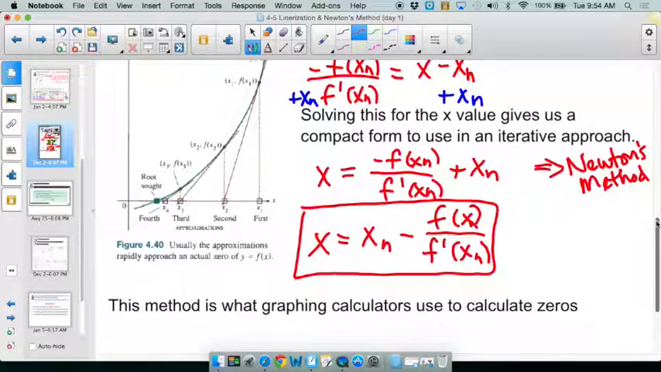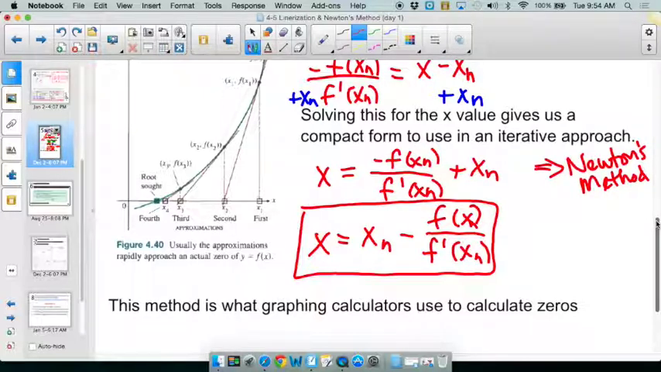Wait, why did it change from plus xn to xn minus? I just, there's a minus sign here. Oh. All I did was take these 2 terms and do this, because that's the way you typically see it written. Okay.